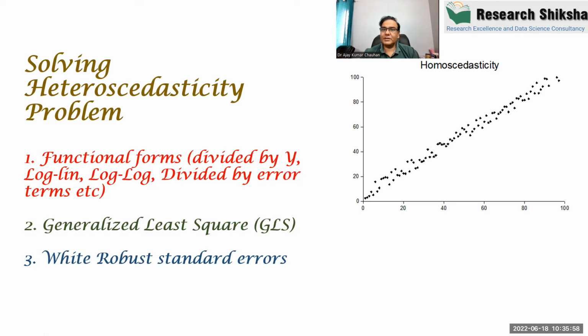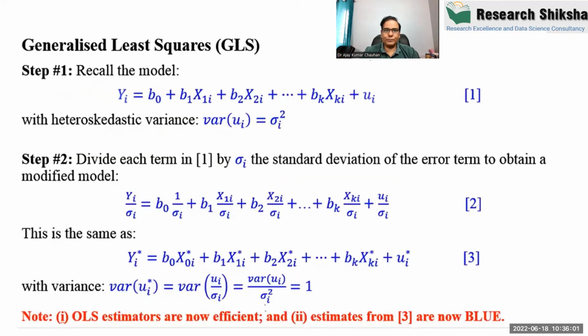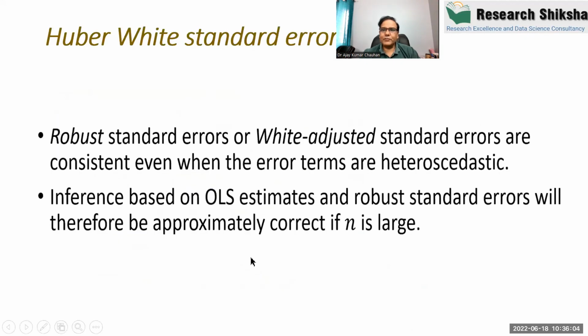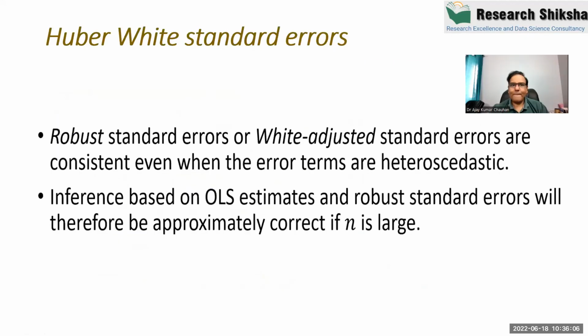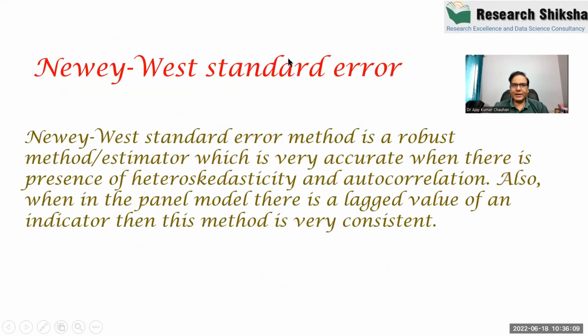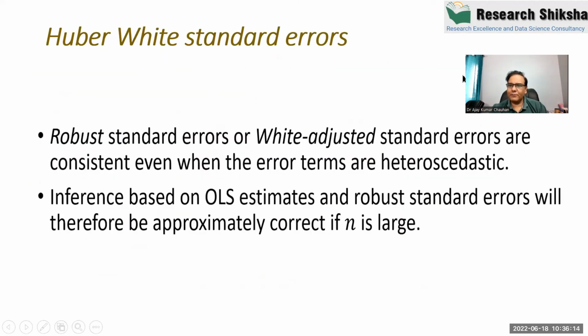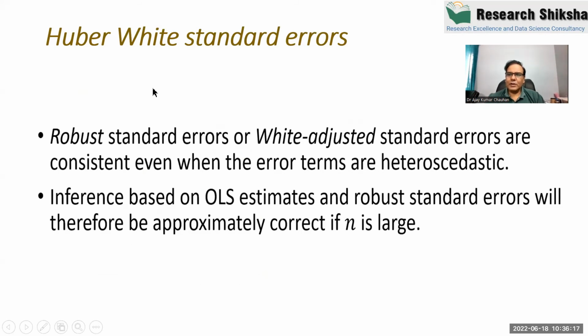So two methods now I'm going to show you. The first one is Huber-White standard error, and the second is the Newey-West standard error. So these are two most popular tests available in EViews. Now let me explain the concept of these two.